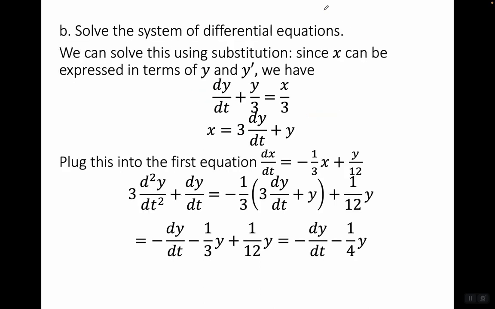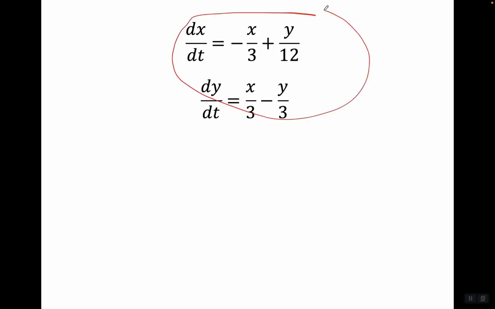Solve this system of differential equations. We can solve this using substitution. Since X can be expressed in terms of Y and Y prime, we have dy/dt plus Y over 3 equals X over 3. Okay, so what we're doing is we're just getting the X over 3 all by itself.